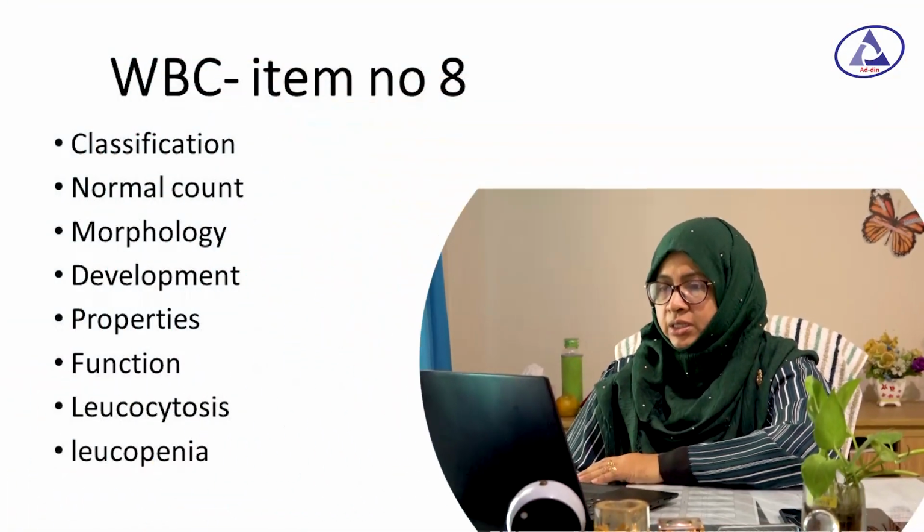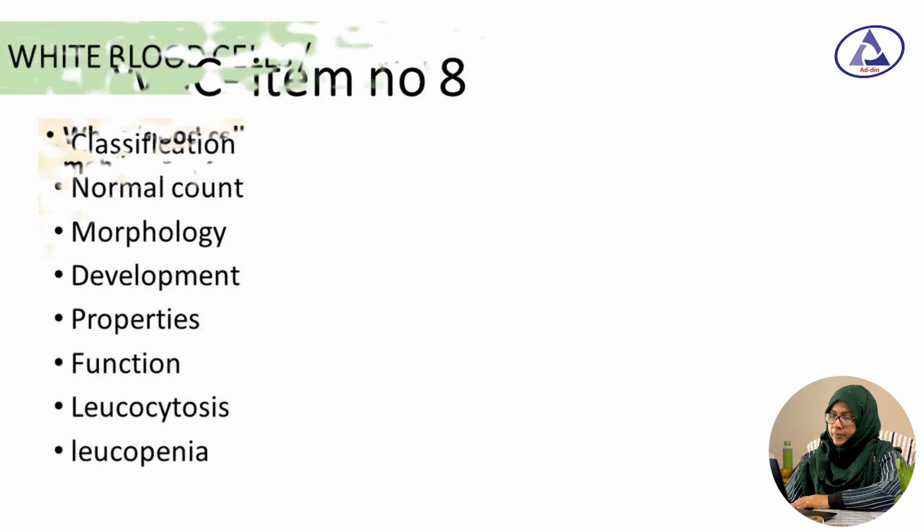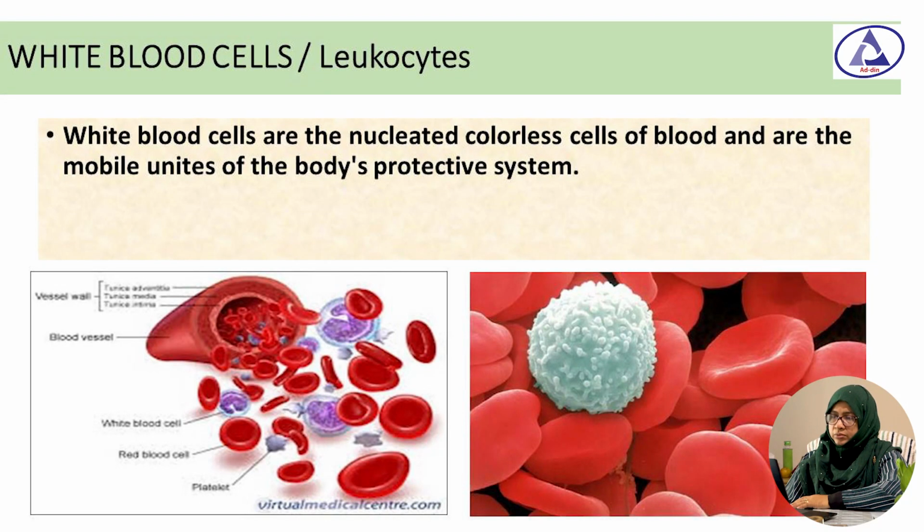Today I am going to discuss WBC, that is white blood cell. In this session, we are going to discuss the classification, normal count, morphology, development, properties, function, and leukocytosis and leukopenia. Firstly, we are going to discuss what is WBC. White blood cells are the nucleated colorless cells of blood and are the mobile unit of the body's protective system.